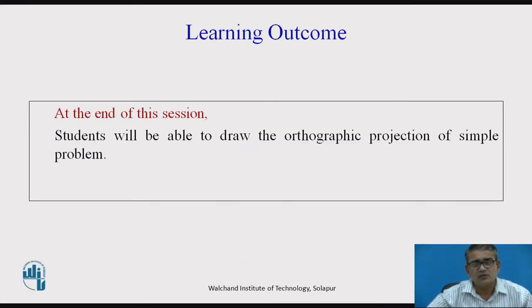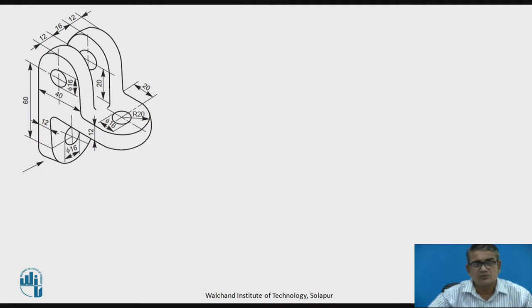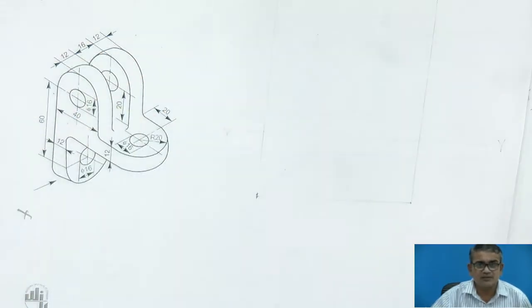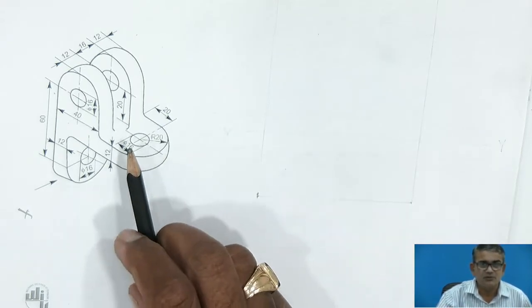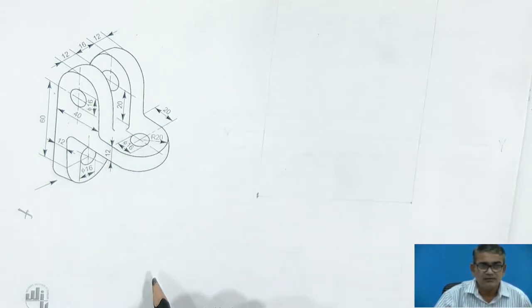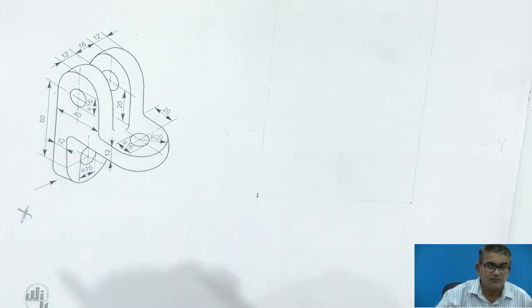So the learning outcome for this process is that the student will be able to draw the orthographic projection of a simple problem. This simple problem is given to you. We have to draw the front view, in the direction of X, of this simple object. When you have to draw this one, in the direction of X, you have to draw the front view.